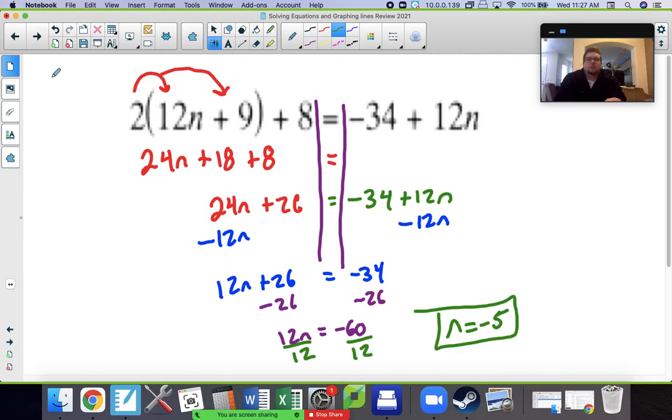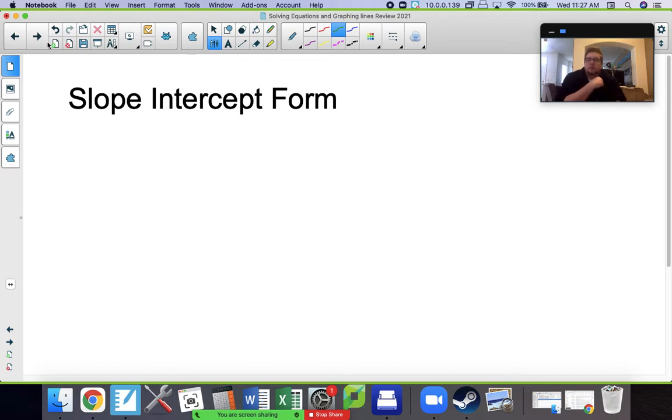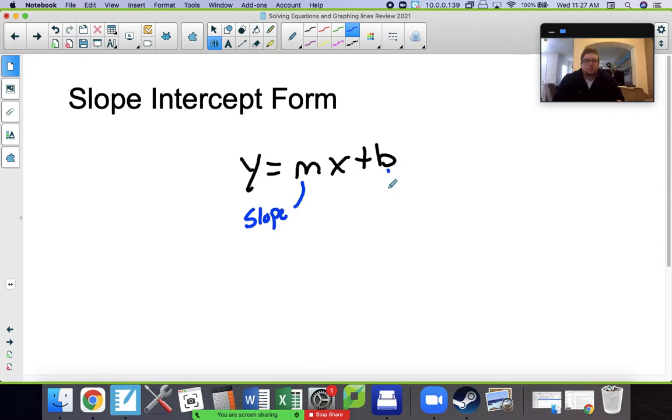We also covered graphing lines today. There were 3 ways to graph lines, slope-intercept form. Y equals mx plus b. M is that slope. B is our y-intercept, our starting point.